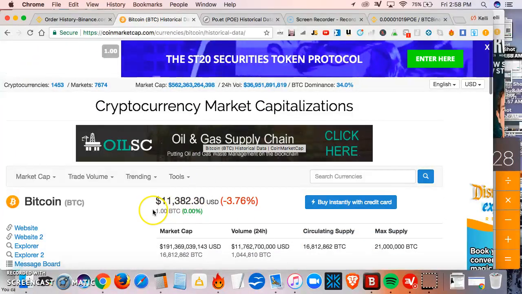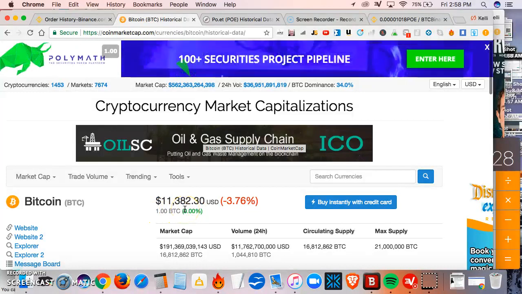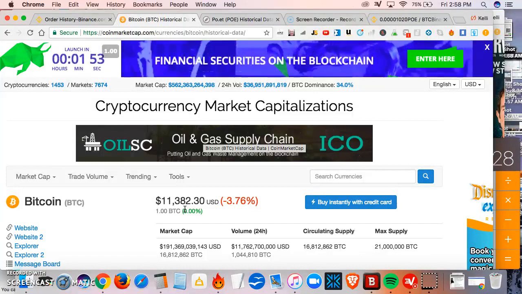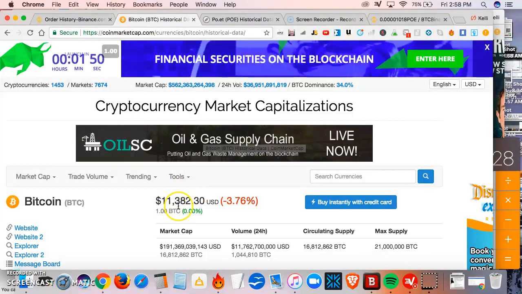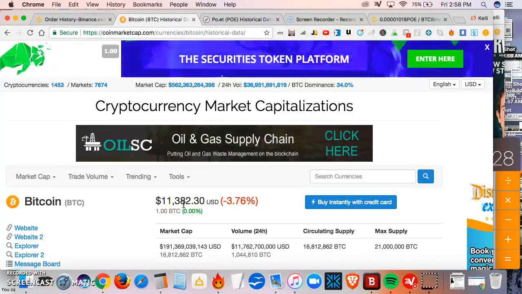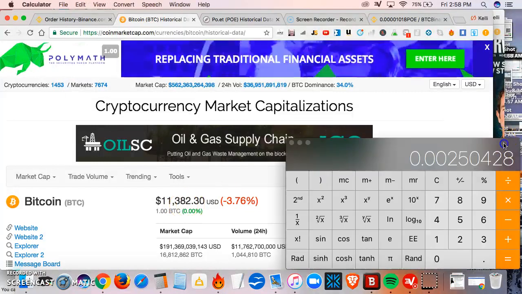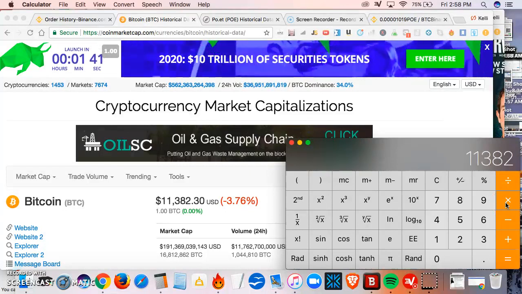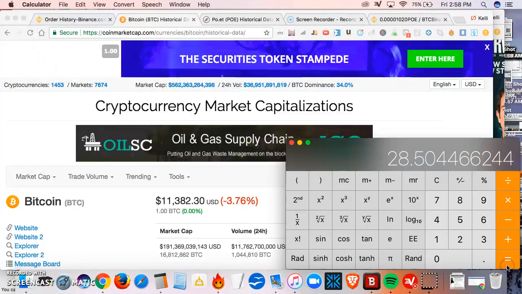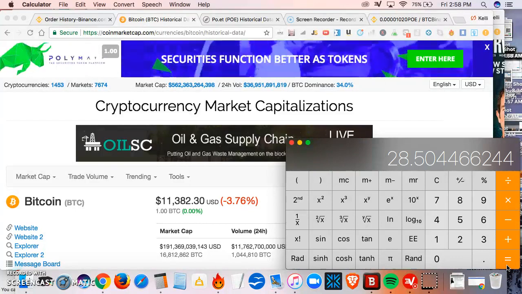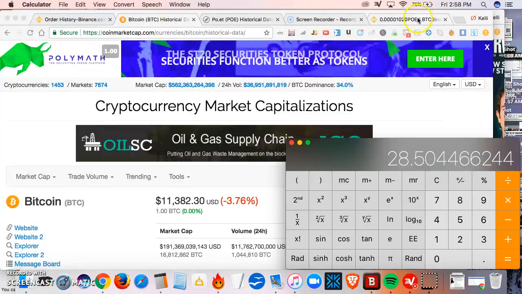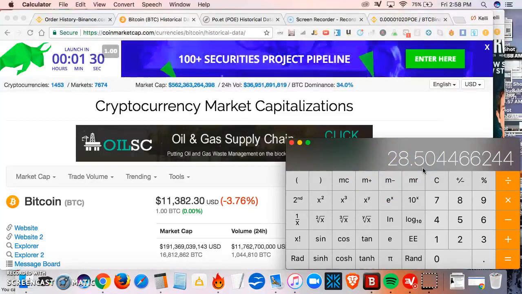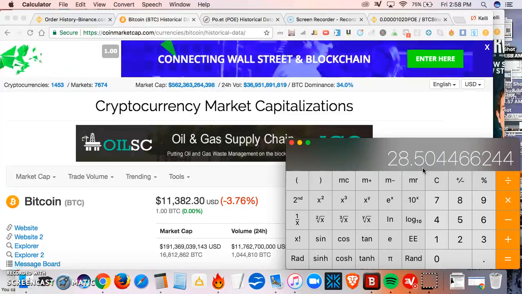Now I'm going to use this amount here. But just so you know, many times once you get into an exchange, the price at the exchange is going to be less than what you see here. Okay, but I'm just going to go ahead and use this because that's what we're looking at right now. But just know that. So we're going to times that by 11382.3. And so right now, the cost of my coins, if I were to sell, would only get me $28.50.